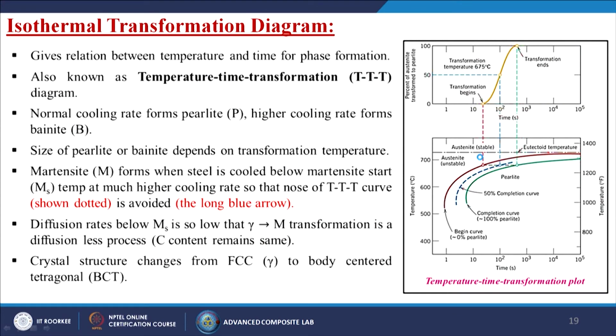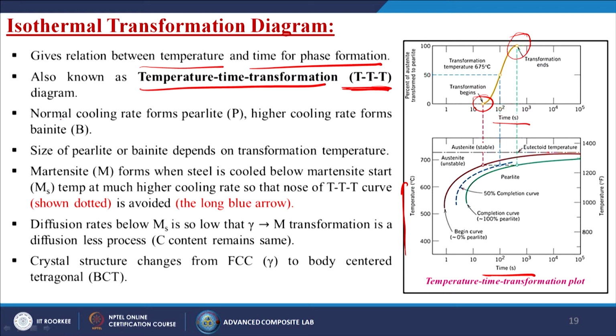Now, we are going to discuss the isothermal transformation diagram. It gives the relation between temperature and the time of phase formations. So, this is the time versus the temperature, showing how the transformation is taking place. Through this graph you can see the transformation begins at this particular point, then the transformation takes place, and the transformation ends at this particular point, which is the percent of austenite transformed to pearlite. It is also known as the time temperature transformation, or the TTT diagram.